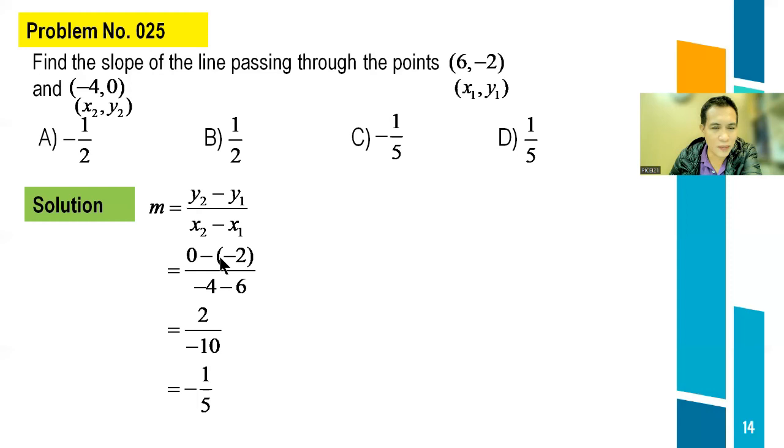All right, so 0 minus negative 2. We know that 0 minus negative 2, that's 0 plus 2. So that's 2 over negative 4 minus 6, that's negative 10. So to simplify, 2 over negative 10, to reduce, that's negative 1/5. So this is the slope of the line. Okay, so the correct answer is letter C.